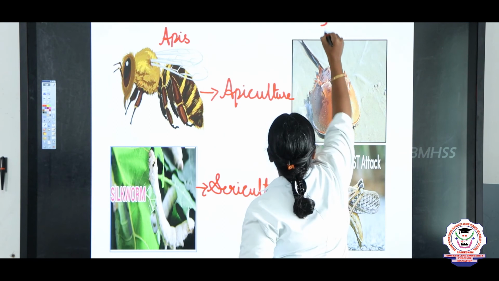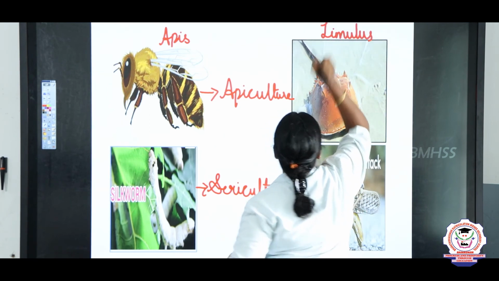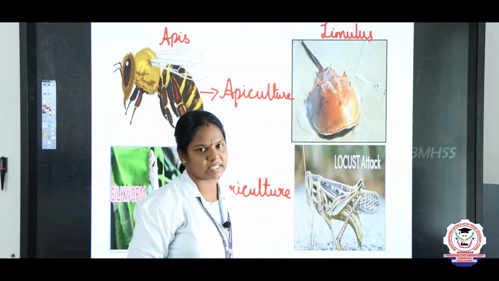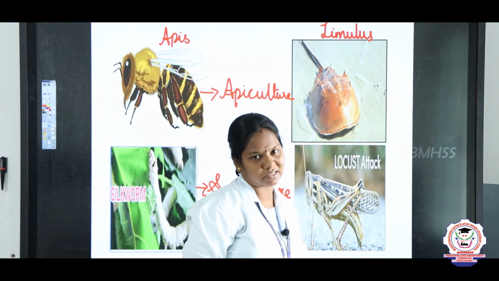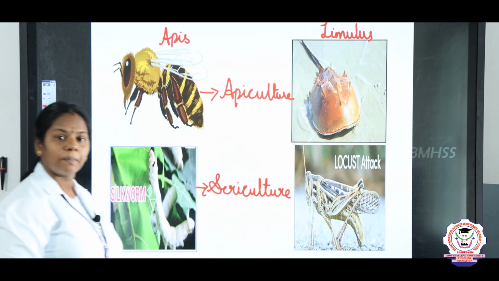Next, it is Limulus, king crab, Limulus. King crab is an example for Arthropoda, and another example is a locust. Locust, all grasshopper varieties, they attack the plants. So, they are termed under the locust. So, these are all the examples for insects.